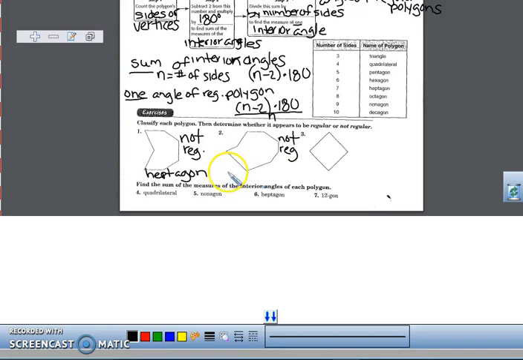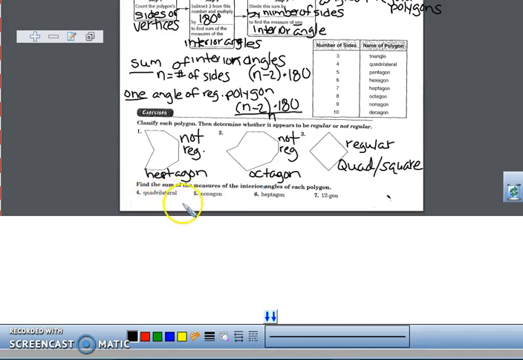Looking at this one again, nothing looks equal, so it is not regular. Regular means that they would all be equal angles and equal sides. 1, 2, 3, 4, 5, 6, 7, 8. There are 8, so it is an octagon. This one here appears to be regular, right? It's a quadrilateral, but more specifically when we're naming shapes with the quadrilaterals, it is a square.